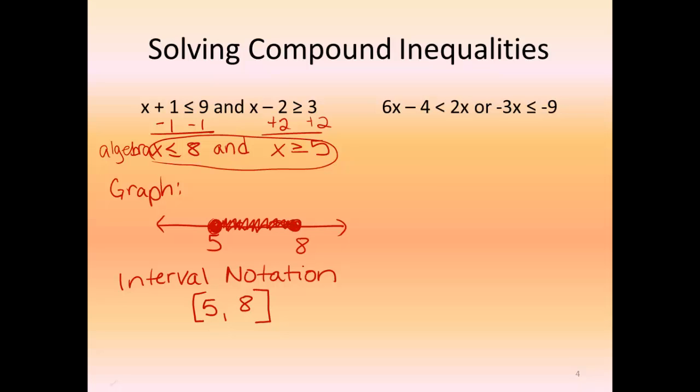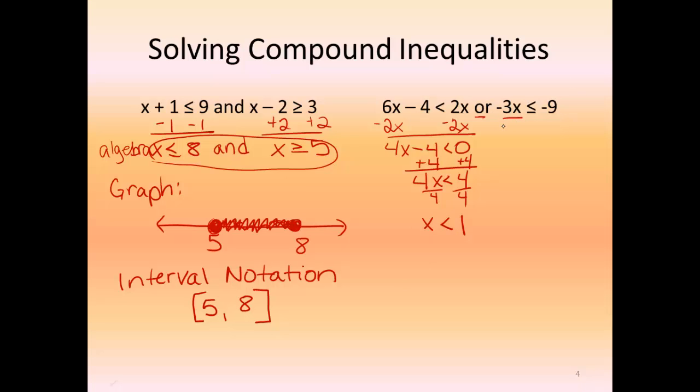Let's see what this next one looks like. It's an OR statement, so I'm going to take the union. I'm going to take everything that's there. First part, let's subtract this 2x from both sides, and I get 4x minus 4 is less than 0. Add the 4 to both sides. I get 4x is less than 4. Divide by 4, and I get x is less than 1.